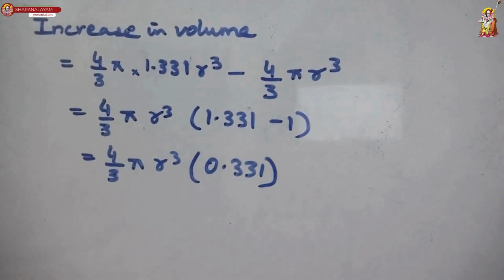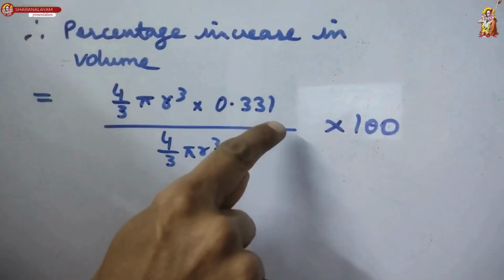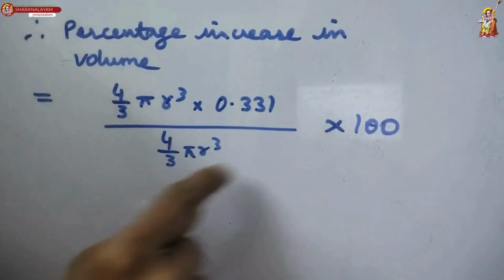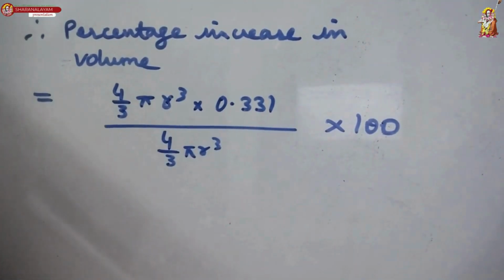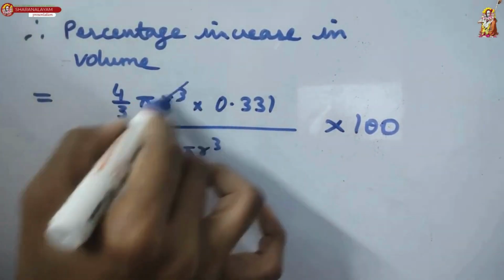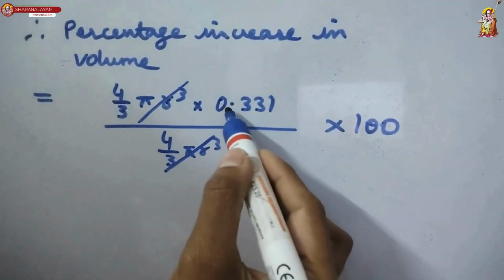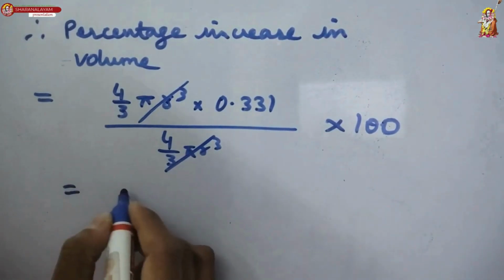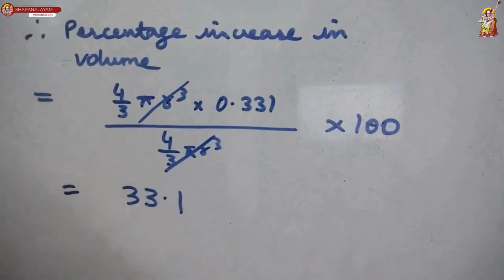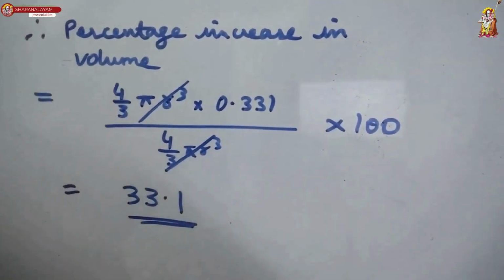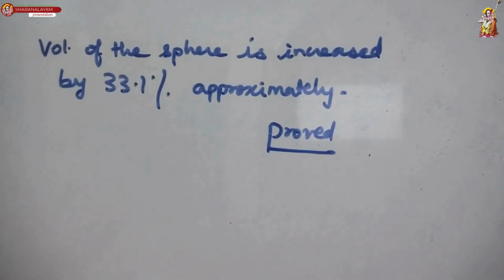Therefore, the percentage increase in volume will be increase in volume upon the original volume multiplied by 100. That is the percentage increase in volume. So, this 4 upon 3 pi r cube will get cancelled. So, we will be left with 0.331 into 100, which is equal to 33.1. We had to prove that the volume will be increased by 33.1% approximately, and we have got the same thing. So, the volume of the sphere will be increased by 33.1% approximately. That is proved. Let's go to the next question.